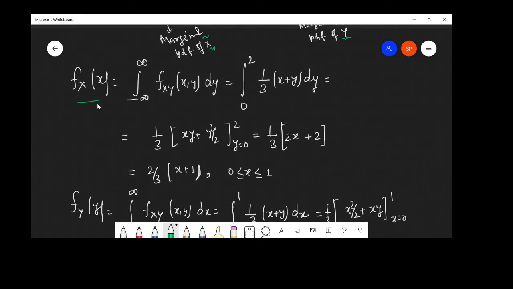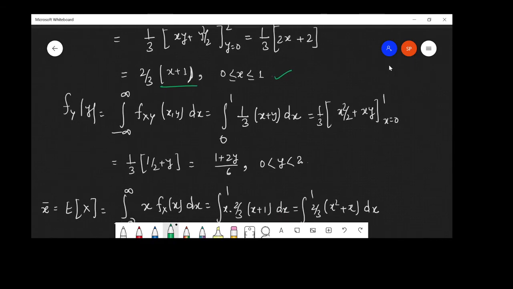Here f of x, the marginal PDF of x, is the integral from minus infinity to plus infinity of the joint PDF dy, and we can write here 0 to 2, since y lies between 0 to 2. The function is given as 1 by 3 (x plus y) dy. Now after integrating with respect to y, we get 1 by 3 (xy plus y square by 2) with y from 0 to 2, and after substituting these values it is 2 by 3 (x plus 1), where x lies between 0 to 1.